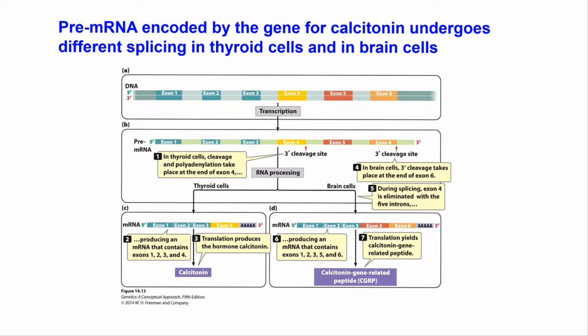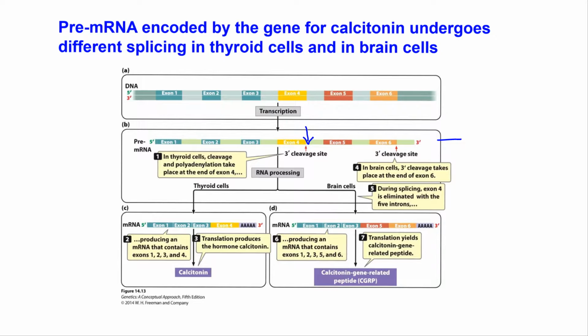You can see this pre-mRNA contains 6 exons and 5 introns. In thyroid cells, the 3' cleavage site at the end of exon 4 is recognized. So the pre-mRNA is cleaved at exon 4, introns are removed, and the final mRNA contains exon 1, 2, 3, and exon 4. This mRNA encodes calcitonin, the protein which regulates calcium level in the blood.